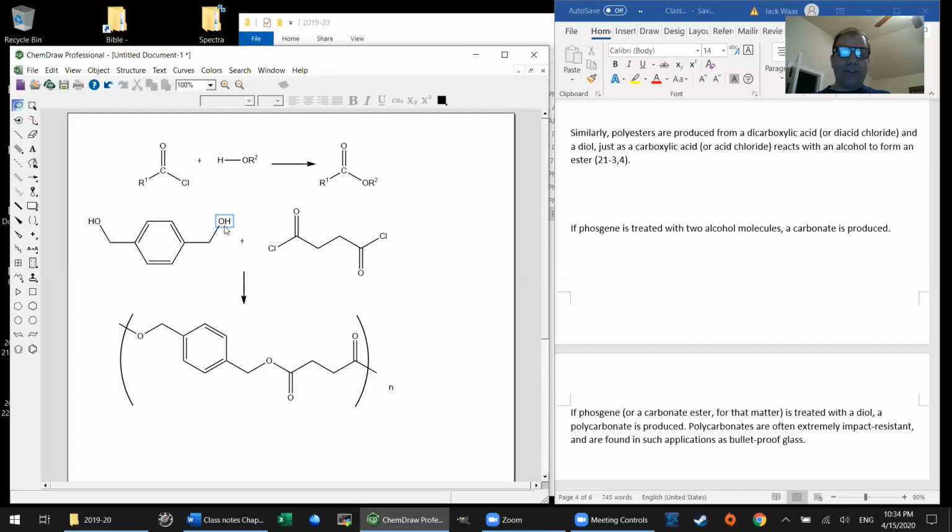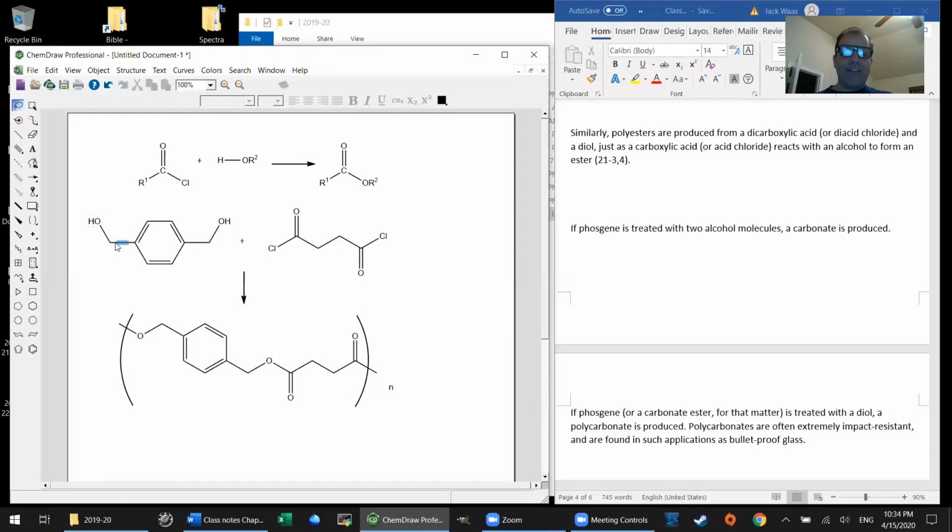Well, this OH group on the diol will find an acid chloride functional group and make an ester, exact same mechanism as we talked about in chapter 21. Then you have two CH2s, then another carbonyl with another acid chloride. So an OH on another diol molecule will attack here and make another ester.